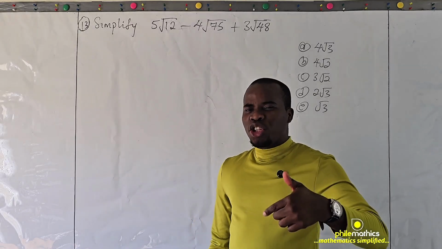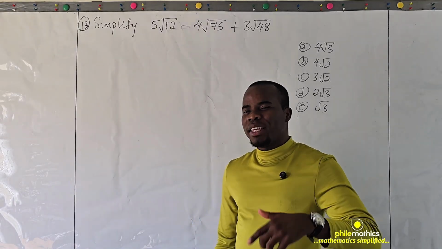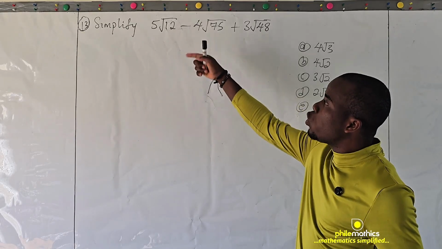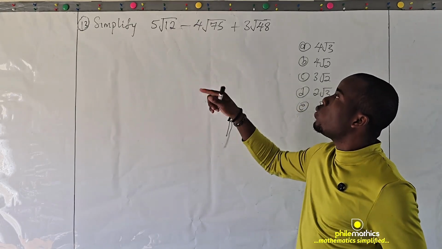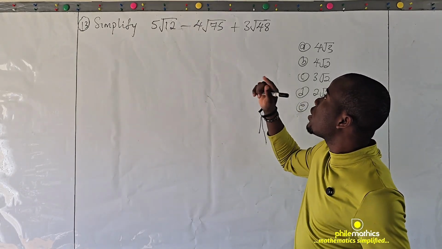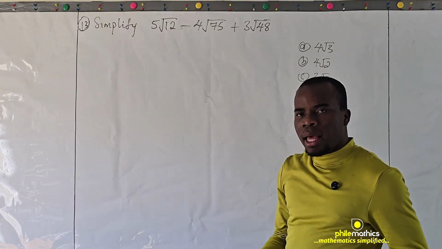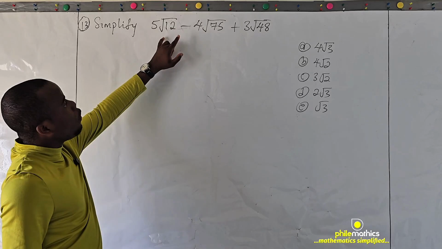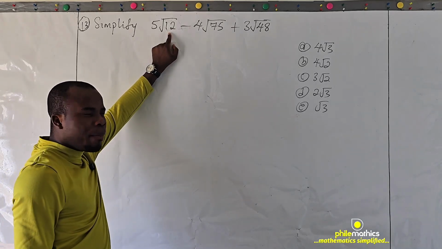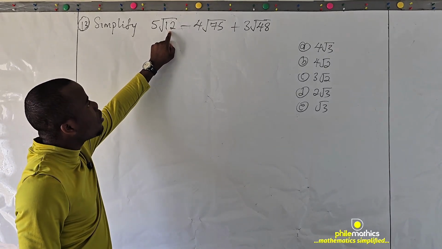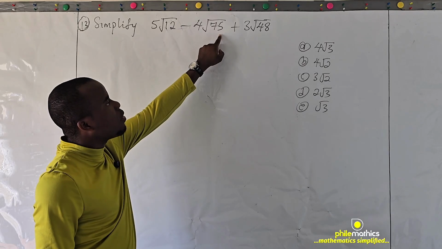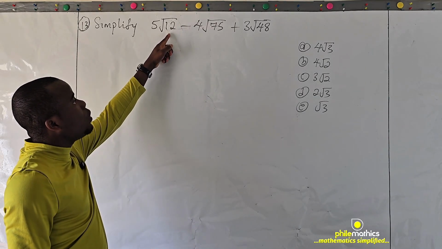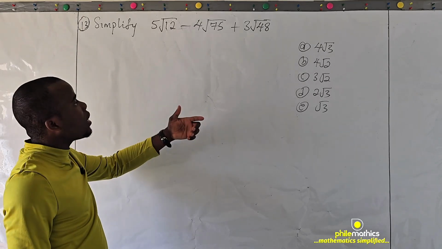The 13th question of 2025 NECO is on surd, and we're asked to simplify this surd: 5 root 12 minus 4 root 75 plus 3 root 48. How we go about it is you ask yourself, what is the largest perfect square in 12, 75, and 48? So if you look at 12, you agree with me that 12 is 4 times 3.